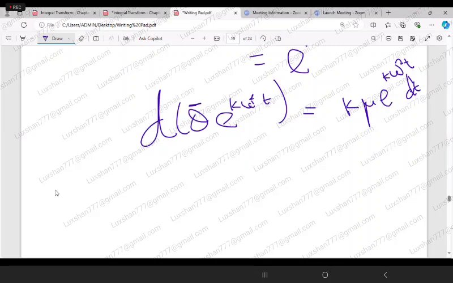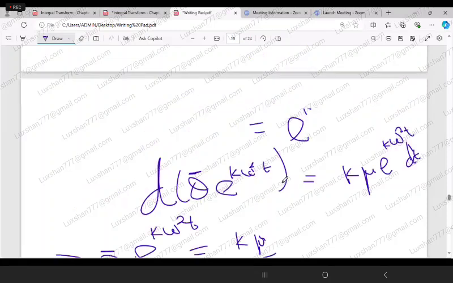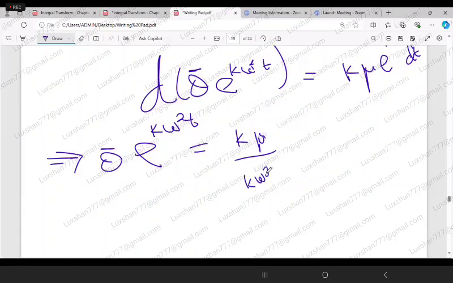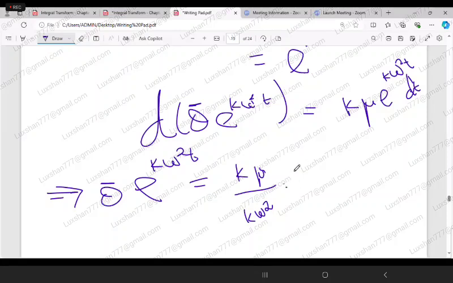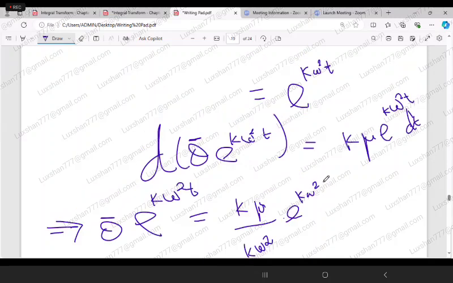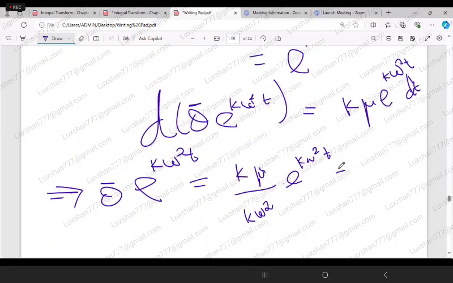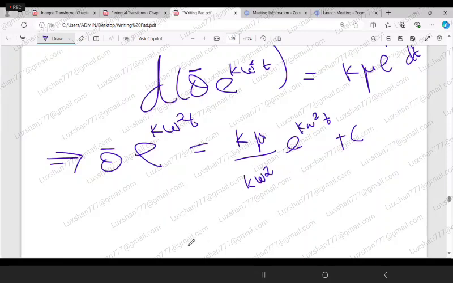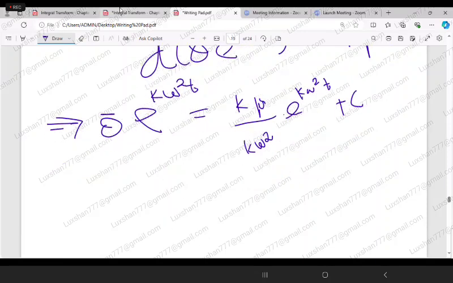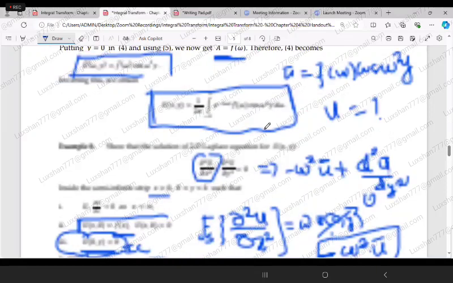Okay, so this becomes θ̄ e to the power kω²t is equal to, if I integrate this one with respect to t, I will get kμ over kω² into e to the power kω²t plus c. So that is the one.